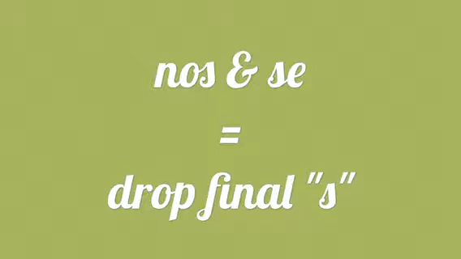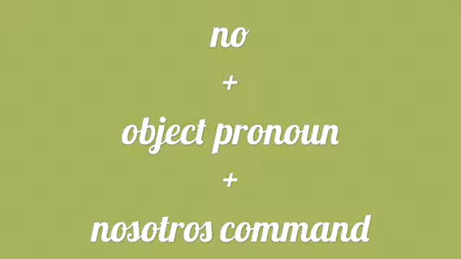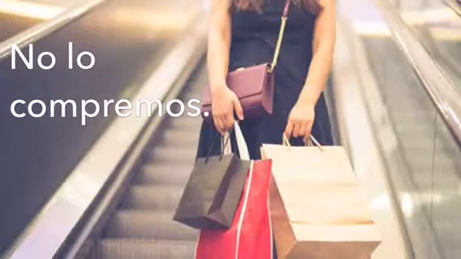And when the object pronoun nos or se are attached to a nosotros command, the final s is dropped. Example, lavémonos tarde. When a negative nosotros command uses a reflexive verb, the object pronoun comes before the verb. An example, no lo compremos.